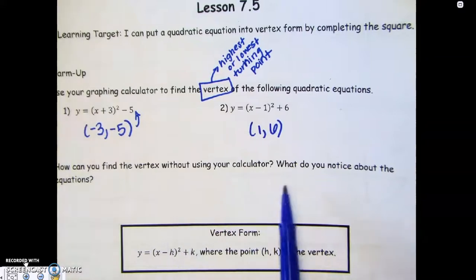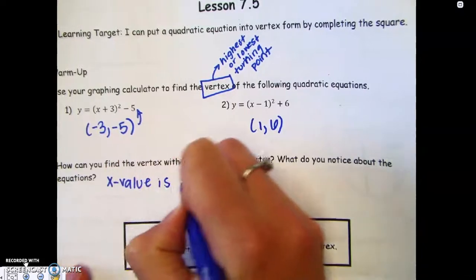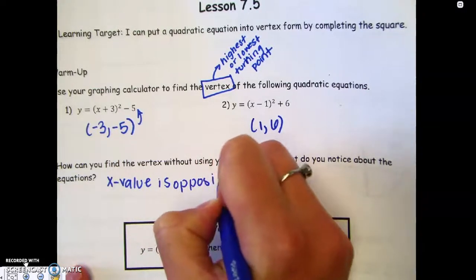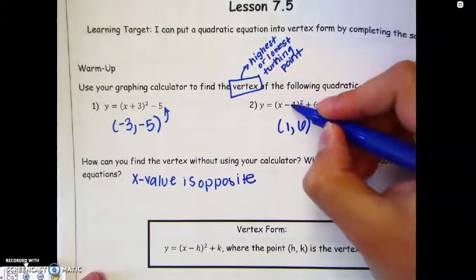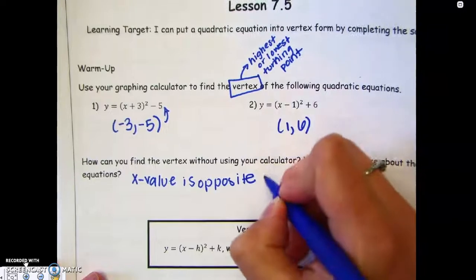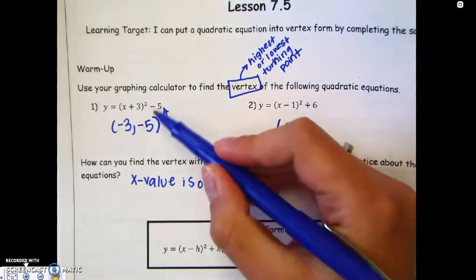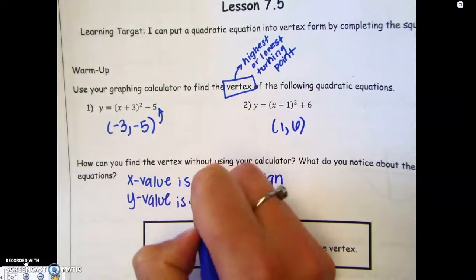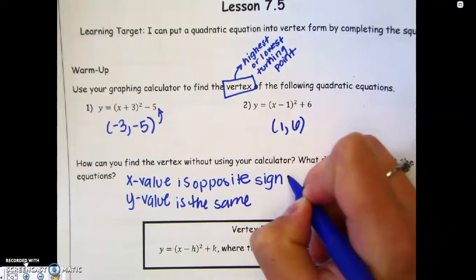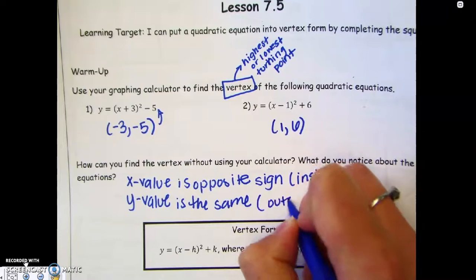So how can you find the vertex without using your calculator? What do you notice about the equations? So the x value is opposite of what's in the parentheses, right? It was a +3 in the parentheses, but our x value ended up being negative, and it was negative here, but my x value ended up being positive. So the x value is the opposite sign. The y value, though, is the same. So the x value is inside the parentheses, and the y value is on the outside.